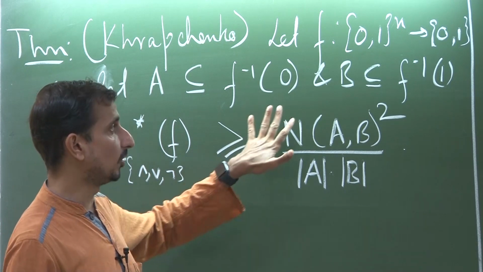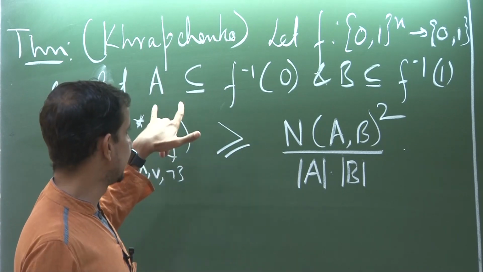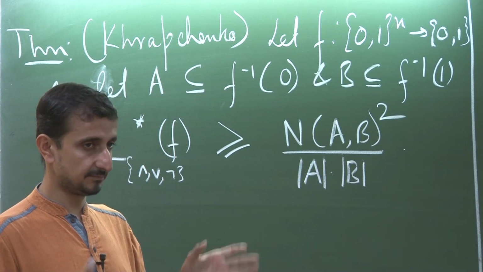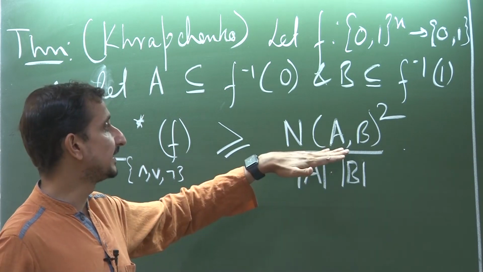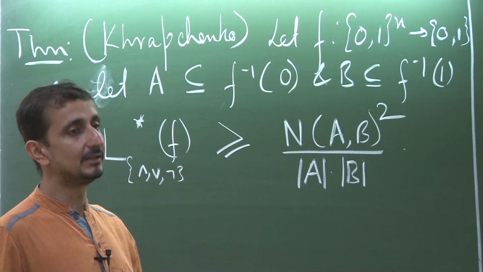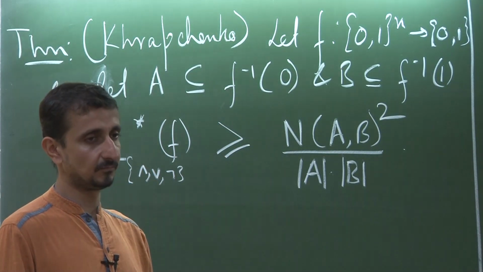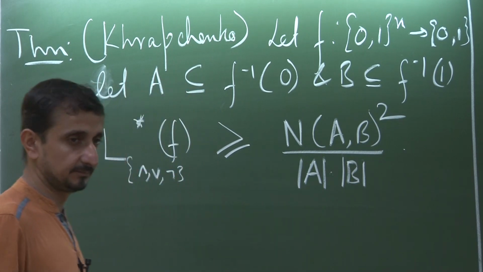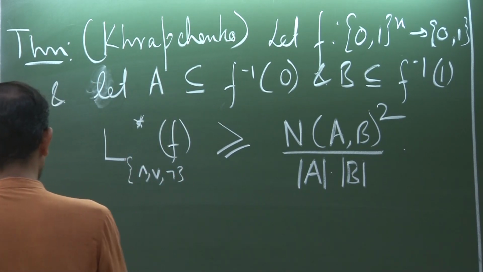Exactly. Not just for all the input strings, but if I take any subsets A and B of the input strings, if they are similar, then n(A,B) will be larger, which means that they will require a larger formula. Yes, so that is the intuition. So, how do we prove this?